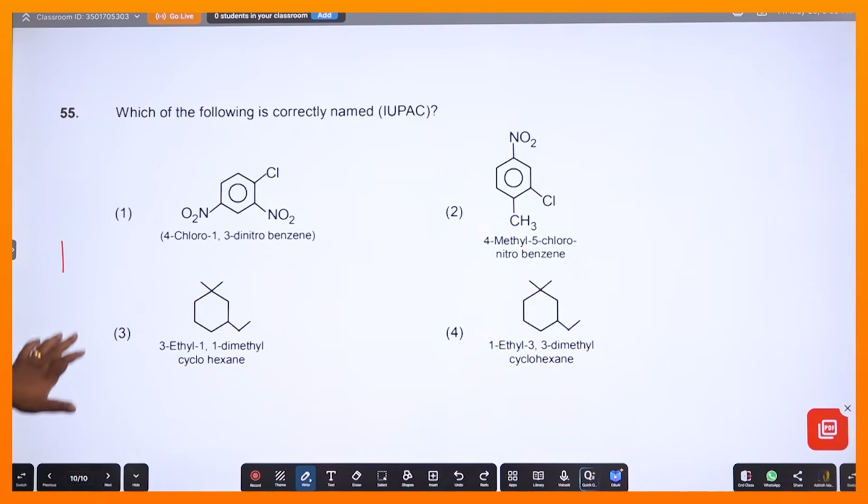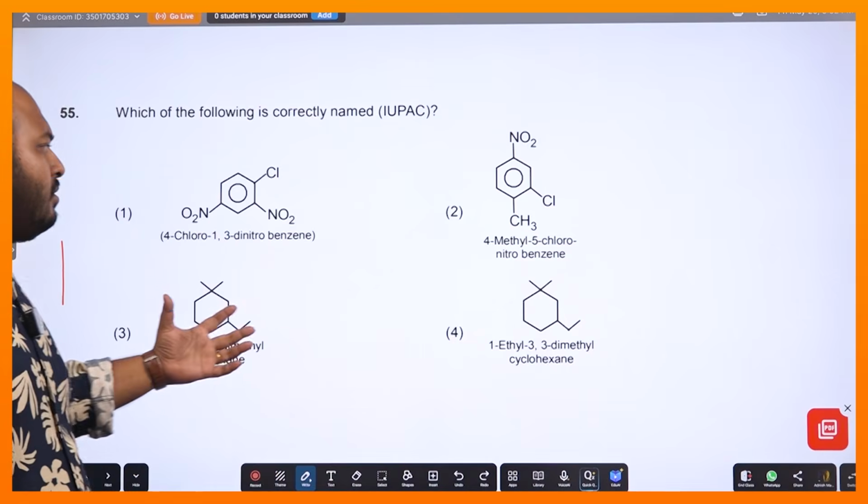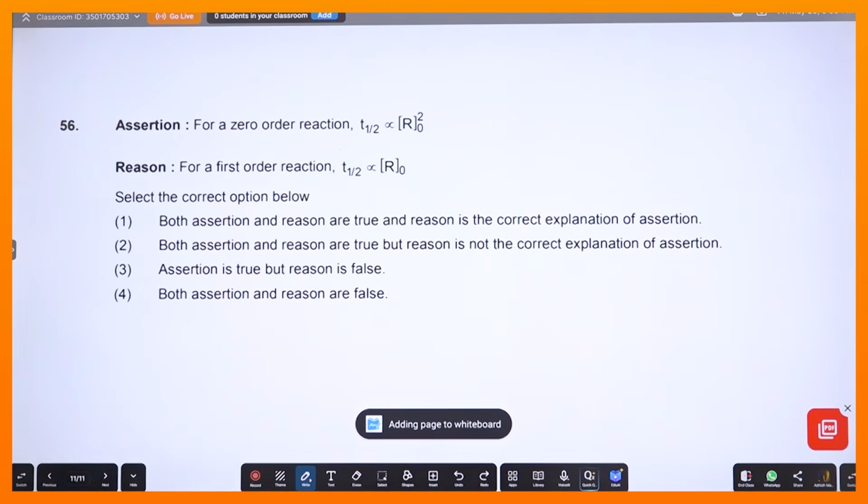So this is a nomenclature part. It is a very easy portion. You have the answer key. Please check it out. So we move to the next question.